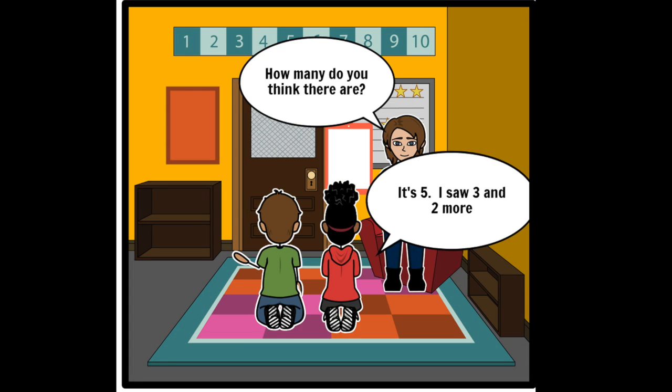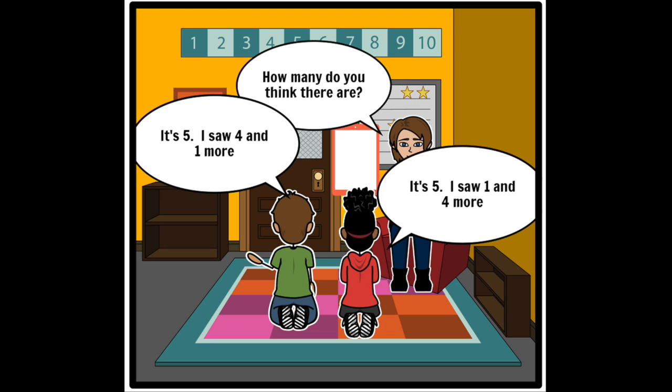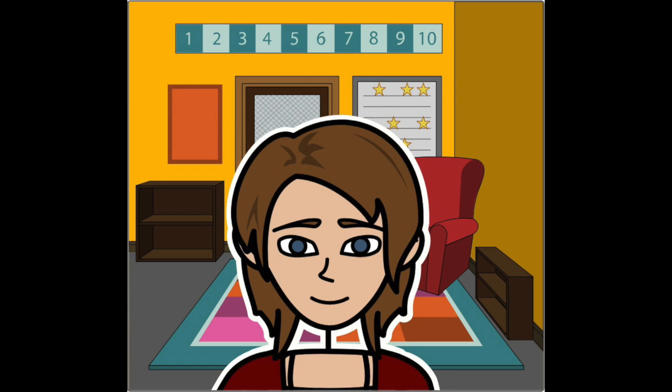How many do you think there are? It's 5 and I saw 3 and 2 more. Think about what you saw and share your thinking with a partner. How many do you think there are? It's 5. I saw 4 and 1 more. I saw 1 and 4 more. It is okay to have different thinking than your partner.